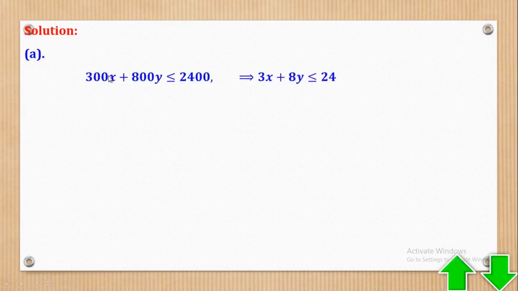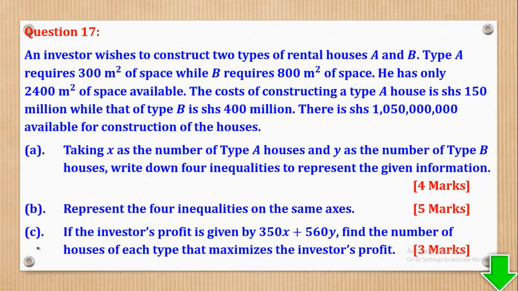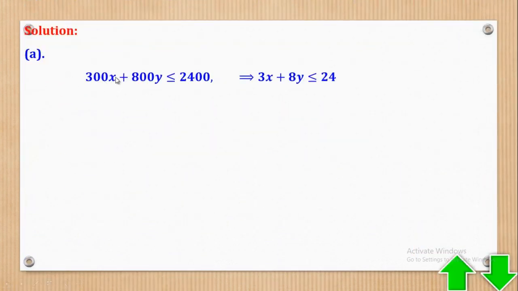The first inequality will be 300x plus 800y is less than or equal to 2,400. Now, how does that come about? We have to come back to our statement. They told us that type A takes 300 square meters, and type B takes 800 square meters of space each. The total space available is this, meaning the number of type A houses multiplied by 300 for each. So that's where 300x comes from. Then 800y comes from this. Then less than or equal to this, because the total space available is only, and only means less than or equal to, it cannot exceed this. So that is why we wrote 300x plus 800y is less than or equal to 2,400.